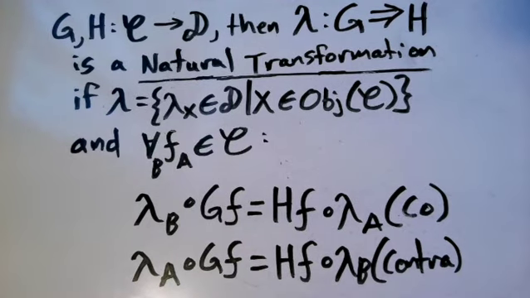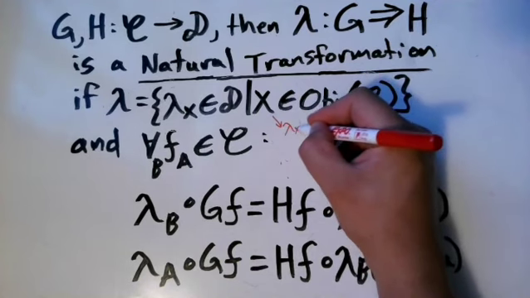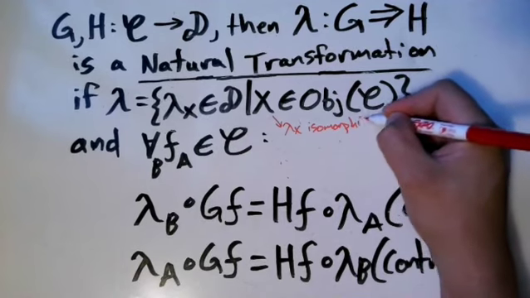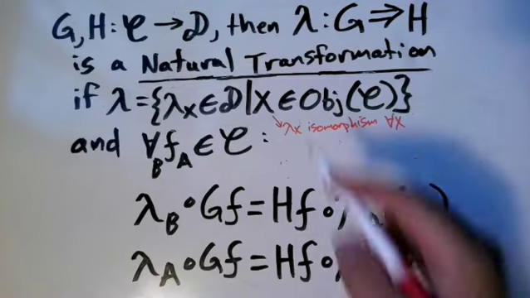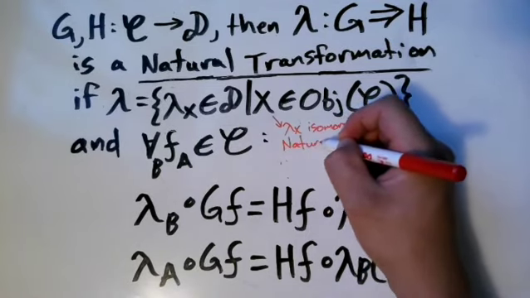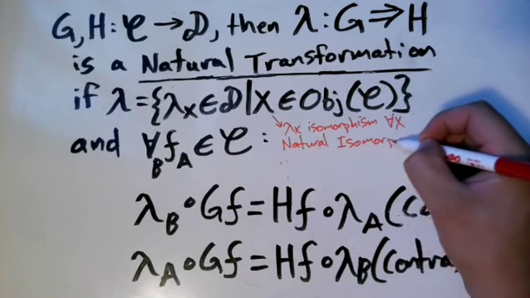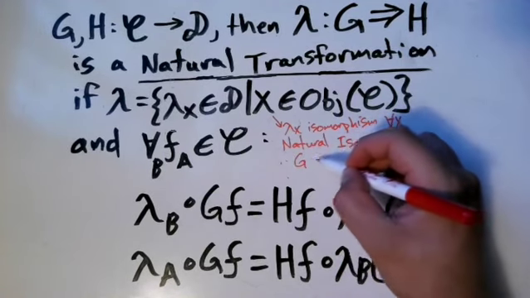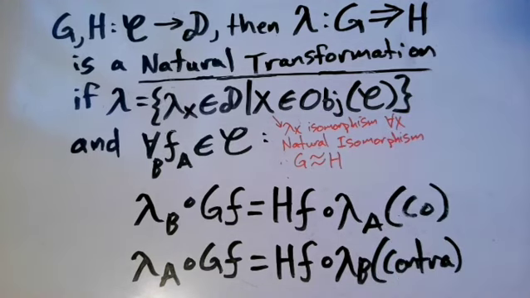If it's the case that every single component is an isomorphism, that is, lambda X is an isomorphism for every object X in C, then we instead call this a natural isomorphism, and we write that G is naturally isomorphic to H.